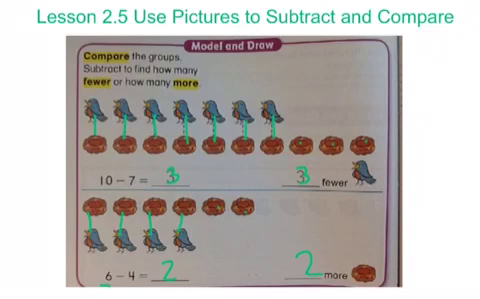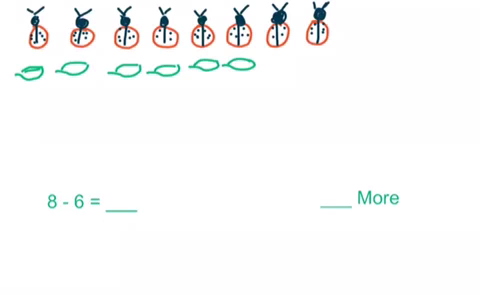Now, as we're going through, I want you to pay attention that more and fewer can be used in both positions. Here, I have ladybugs and leaves. There are 8 ladybugs and 6 leaves, so the kids would draw their lines in. 1, 2, 3, 4, 5, 6. And they're looking for the ones that don't have partners, don't have a match. So 8 being the number that is the greatest, the biggest number. They have 8 ladybugs, and then they have 6 leaves.